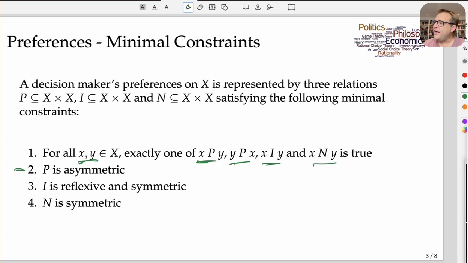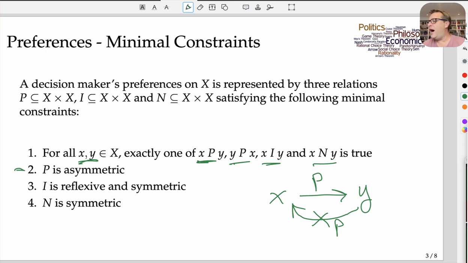Second, P must be an asymmetric relation. So what does that mean? That means if X is strictly preferred to Y, then it cannot be the case that Y is strictly preferred to X. That's what it means to be asymmetric. If X is related to Y, then Y is not related to X. And intuitively, this makes sense. If I strictly preferred X to Y, then it can't be the case that I would strictly prefer Y to X, because I wouldn't have an incentive to trade X for Y.